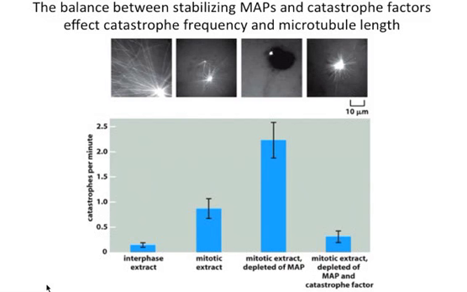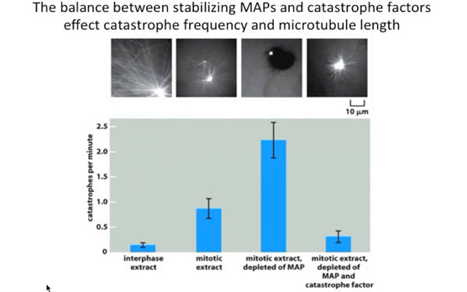Okay, let's talk about this. The balance between stabilizing MAPs and catastrophe factors affects catastrophe frequency and microtubule length, right? That makes sense. If you've got lots of stabilizing MAPs, you're going to have long, stable microtubules. If you don't have those, but you've got lots of catastrophe factors, you're going to have almost no microtubules.